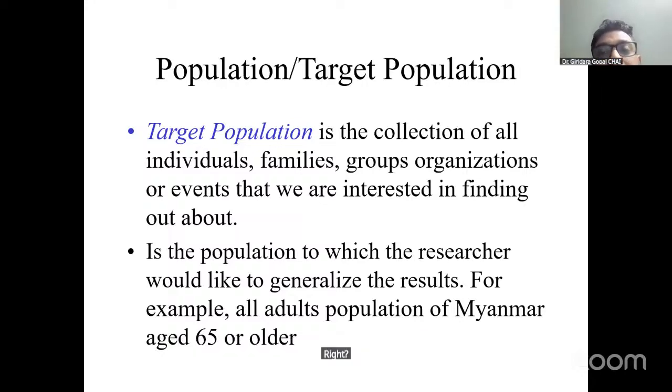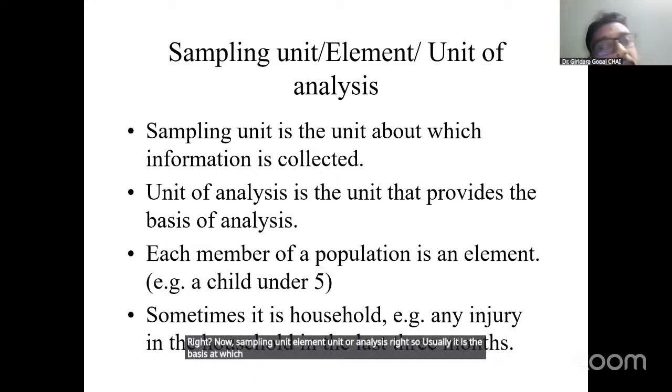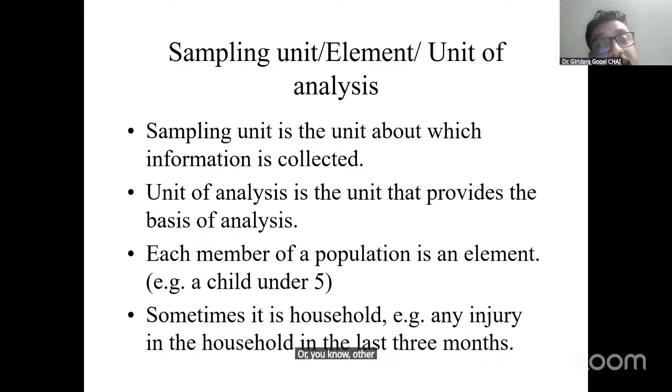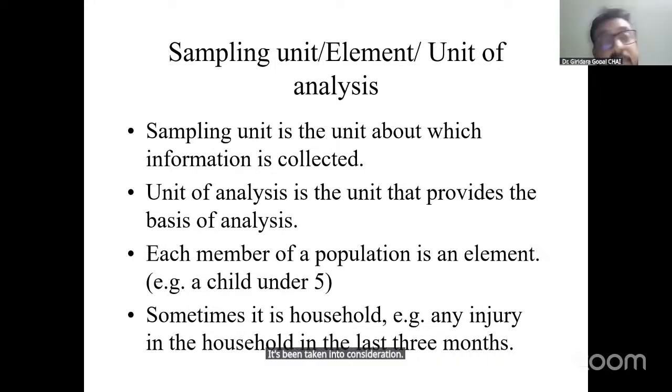Now, sampling unit, element unit, or unit of analysis, right? Usually it is the basis at which we want to do it. As I said, it could be an individual, and you can also make it even more granular. Is it an individual male, female, or other genders? Because right now the LGBTQ spectrum is also people whom we have to respect and whom we have to be considerate of when it comes to research studies. It was not the case maybe 10-15 years back, but now it's been taken into consideration. So yes, that's there.